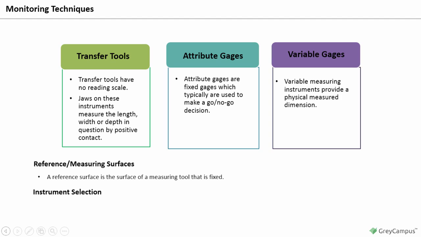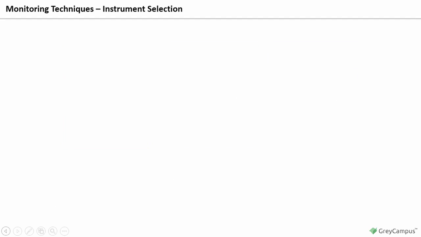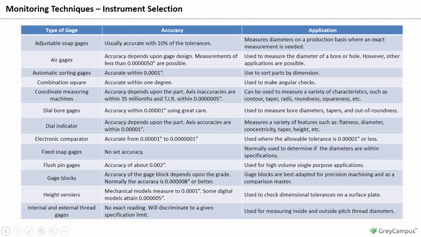Instrument selection. The terms measuring tool, instrument, and gauge are often used interchangeably in this text. The appropriate gauge should be used for the required measurement. Listed in the following slides are some gauge accuracies and applications. Monitoring techniques. As you can see in the table, the adjustable snap gauges are usually accurate within 10% of the tolerances, and its application is that it measures diameters on a production basis where an exact measurement is needed.